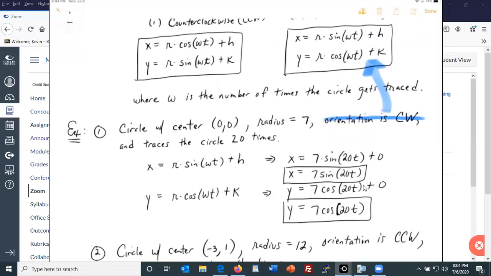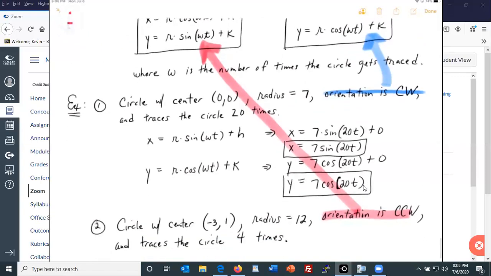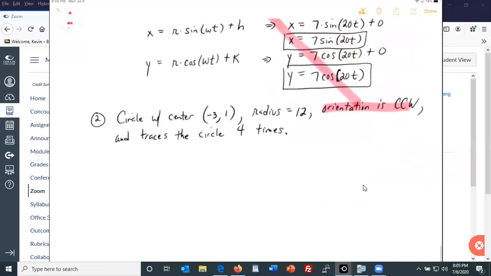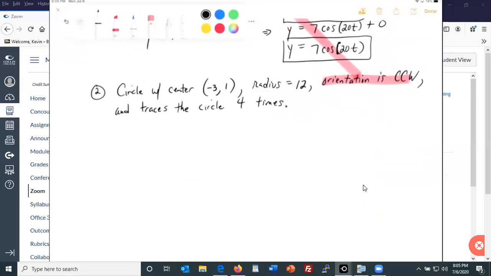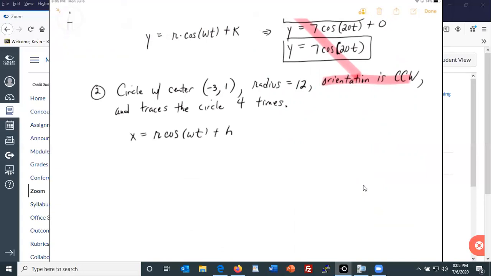All right, so the first thing you really want to look at is which set of equations do I use? Well, it depends on the orientation. If the orientation is counterclockwise, then I'm going to be using this set of equations up there. So that means your X will be the cosine equation, and the Y will be the sine equation, okay? So let's do it. X would equal R cosine of WT plus H. Y would equal R sine of WT plus K.